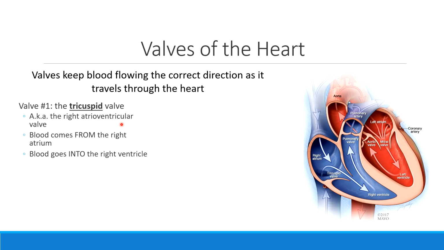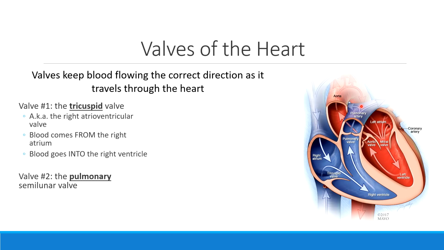This valve has blood that's coming from the right atrium going into the right ventricle. So as we consider the flow of blood, when blood first gets into the right atrium, the first valve it passes through is that tricuspid valve. Now that blood is here in the right ventricle, and I'm going to push that blood up through the pulmonary artery or the pulmonary trunk.